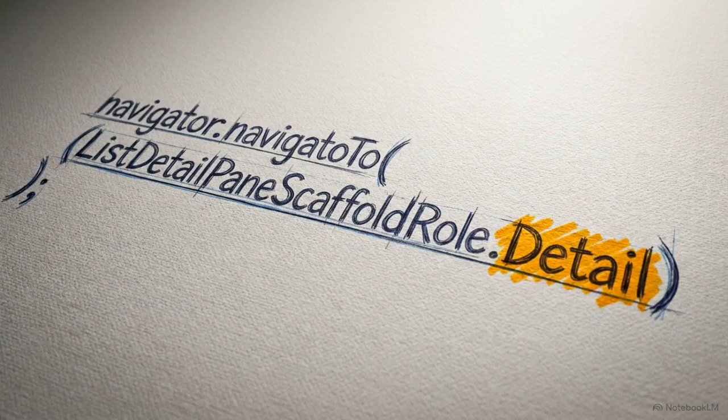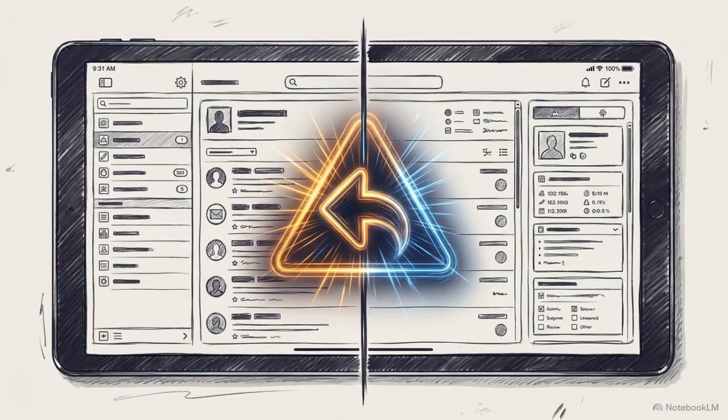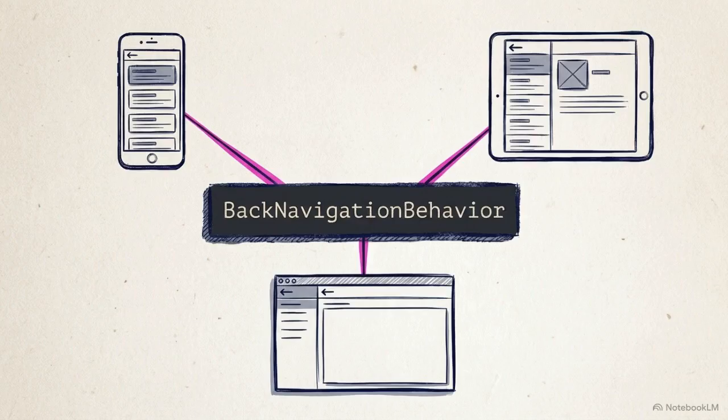To programmatically move between these views, call the navigator's navigate_to method and pass it list_detail_pane_scaffold_role.detail. But in a multi-pane environment, the system back button needs strict rules. We handle this with back navigation behavior, which determines exactly what happens when a user tries to reverse their navigation.